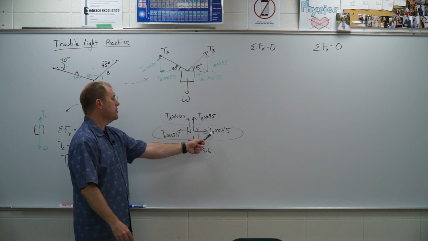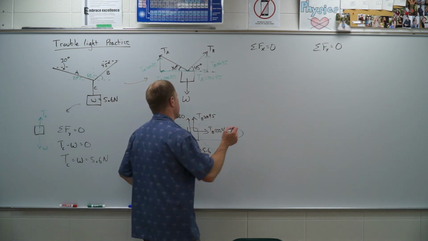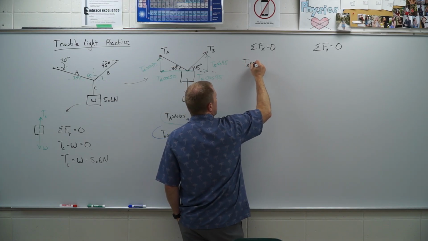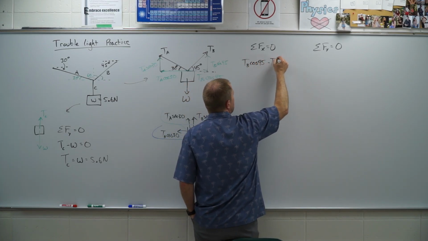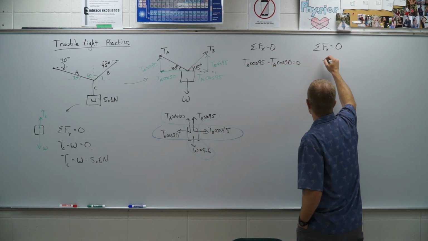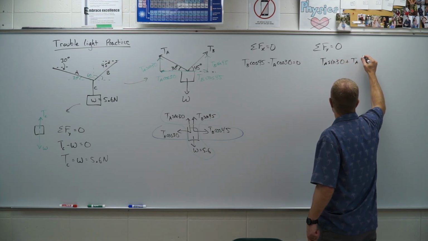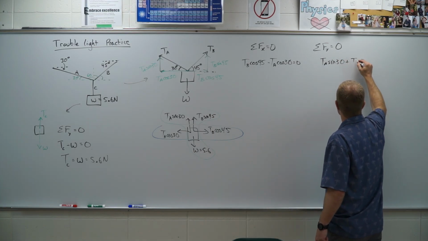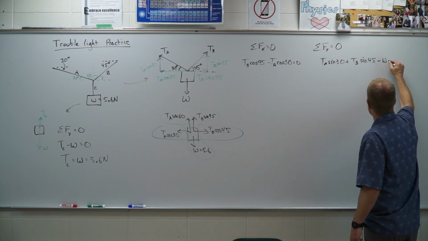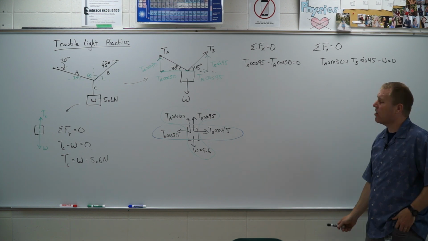Okay, now we need to add up those forces in the X direction for our X equation, add up the force in the Y direction for our Y equation. So in the X direction, I have TB cosine 45 minus TA cosine 30. And in the Y direction, the ups are TA sine 30 plus TB sine 45 minus that weight down. At this point, you have a system of equations to solve.